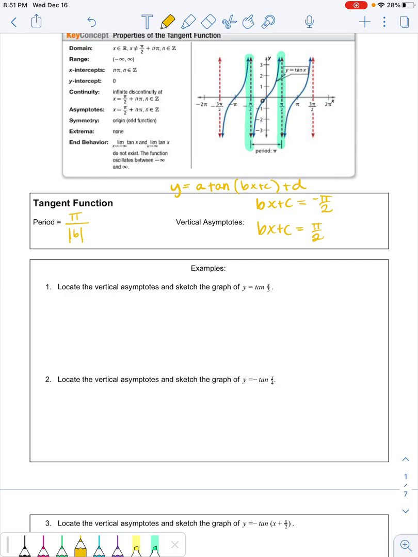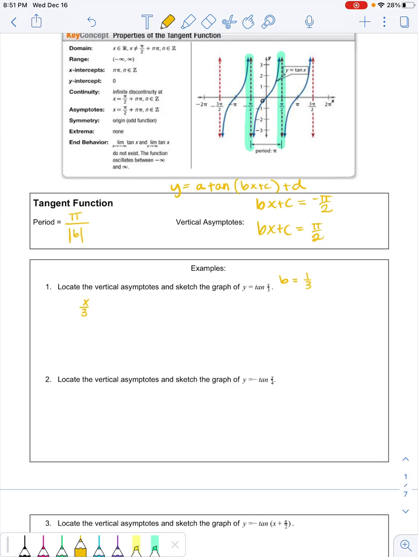Okay, we notice there's no other transformations in here except for this b value, right? This b value is affecting the period. It's affecting how wide or how skinny horizontally our graph is. So simple calculation, our bx plus c is just the x over 3, recognizing that b here is actually equal to 1/3.